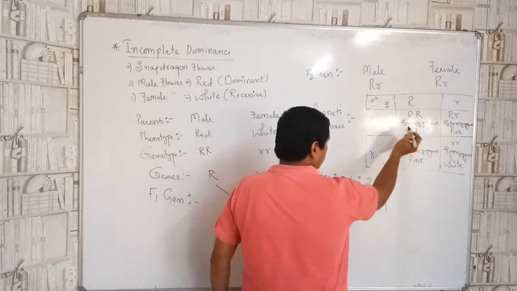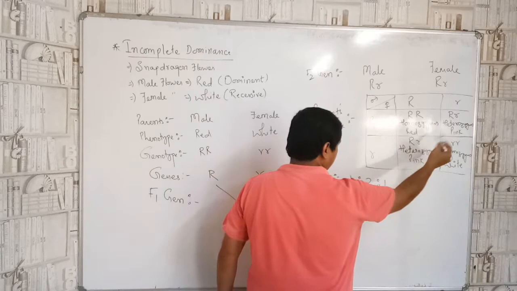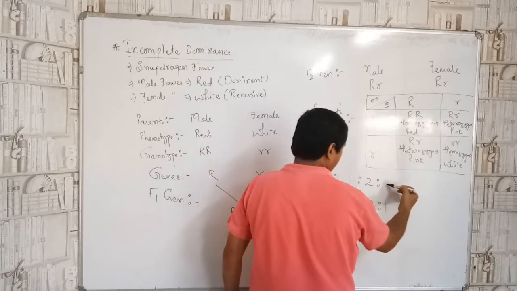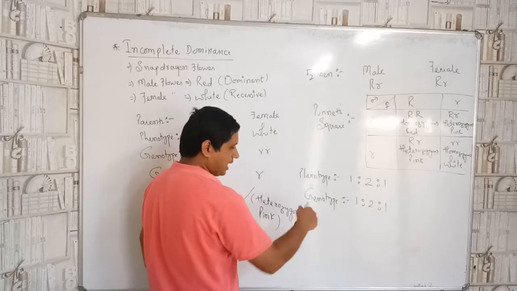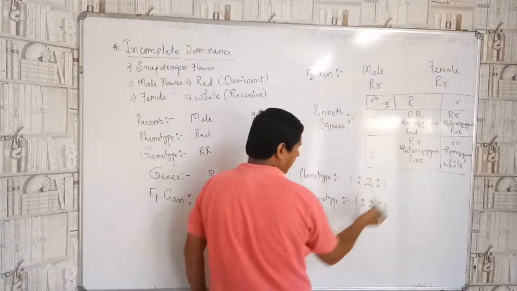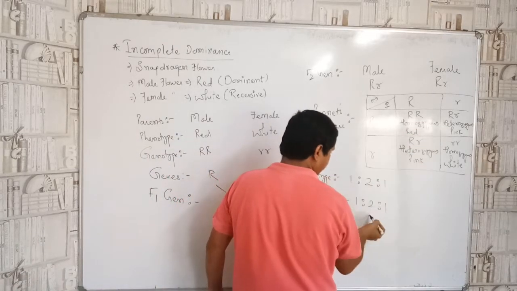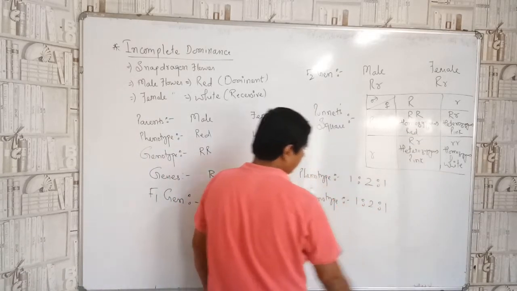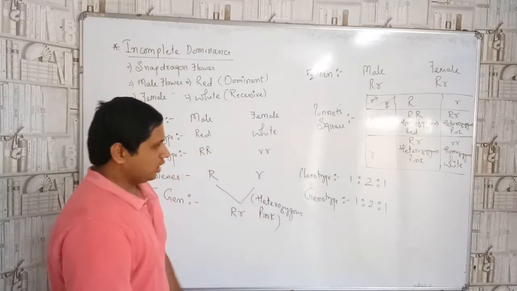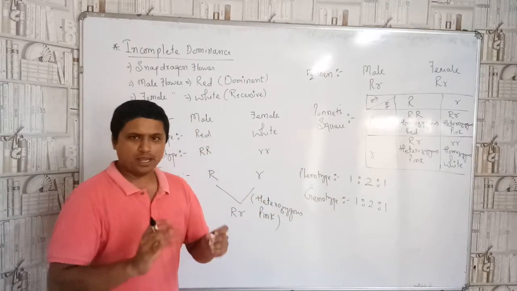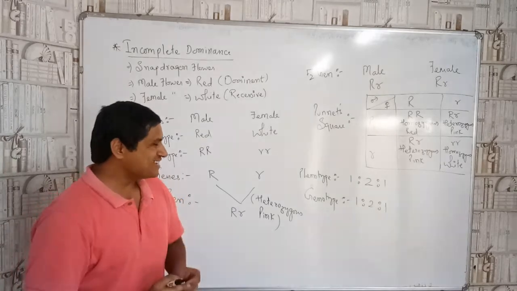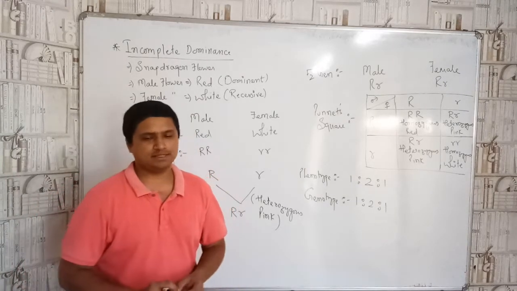1 is for homozygous red, 2 is for heterozygous pink, and 1 is for homozygous white. And again the genotype, that is homozygous red, then the heterozygous pink and the homozygous white, we can say. Now the question to you over here is why did this incomplete dominance take place?